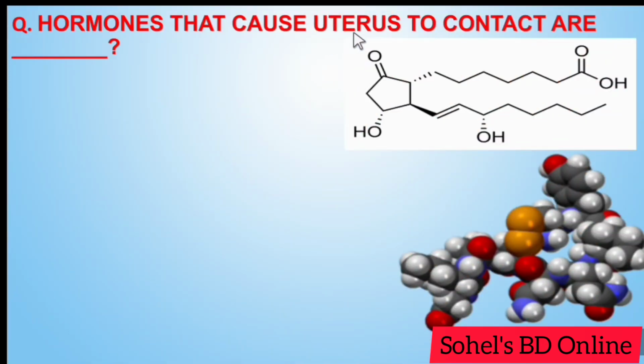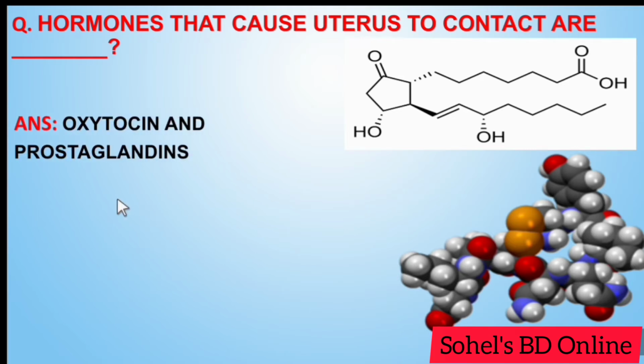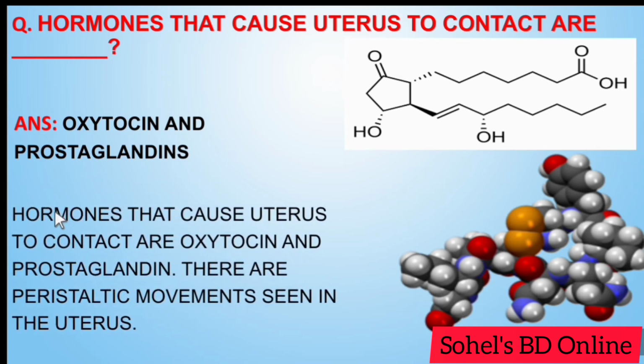Next, hormones that cause the uterus to contract are dash. Answer: oxytocin and prostaglandins. Hormones that cause the uterus to contract are oxytocin and prostaglandins. Peristaltic movements are seen in the uterus.